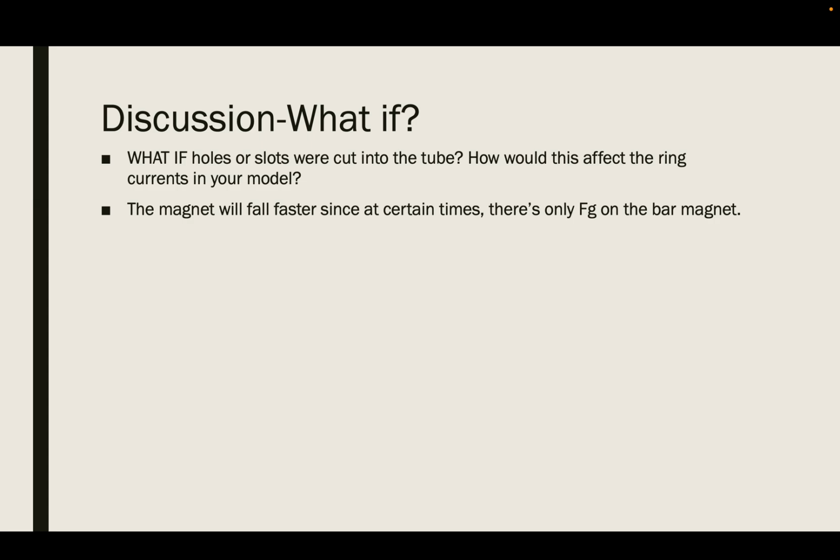Then the bar magnet will fall faster, since at certain times where the bar magnet passes through the tube, there's no upward Fb, thus it will fall faster.